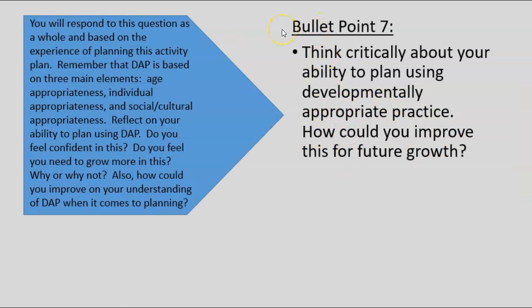And the last bullet point 7. Think critically about your ability to plan using developmentally appropriate practice. How could you improve this for future growth? You will respond to this question as a whole and based on the experience of planning this activity plan. Remember that DAP is based on 3 main elements: age appropriateness, individual appropriateness, and social cultural appropriateness.